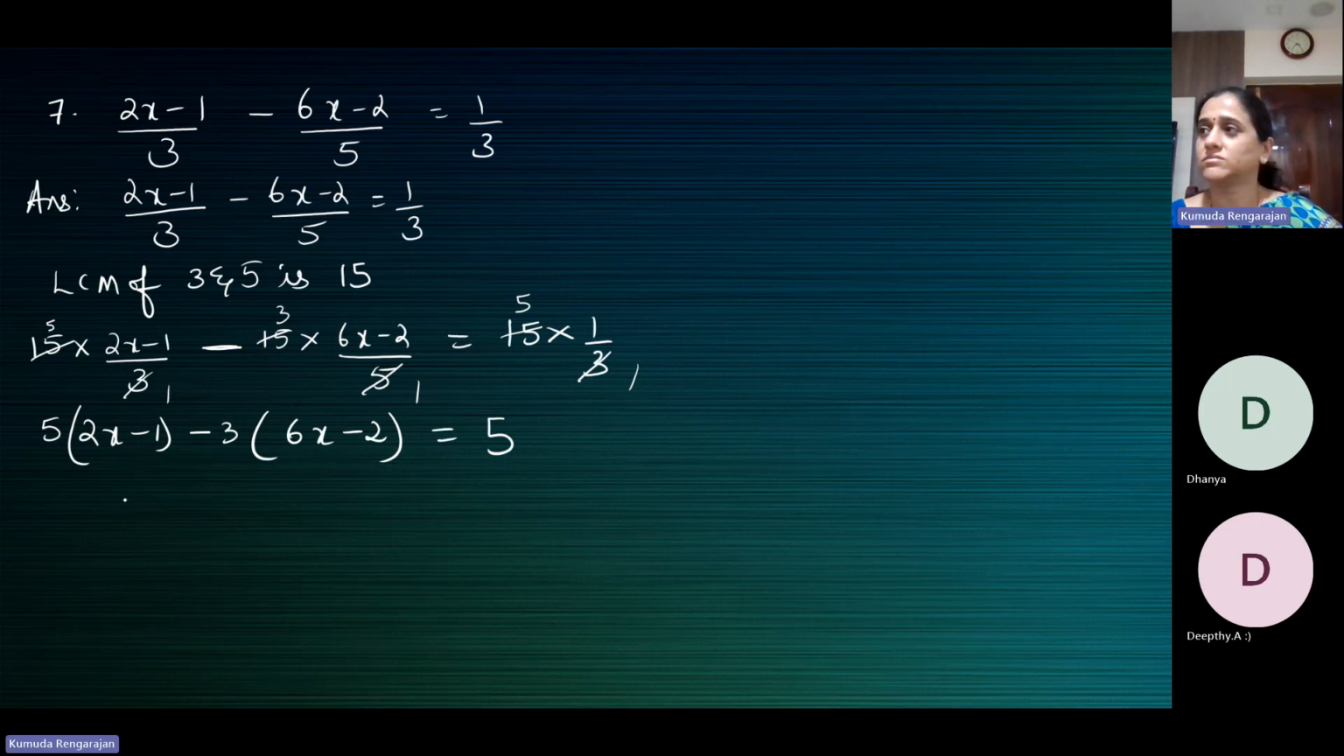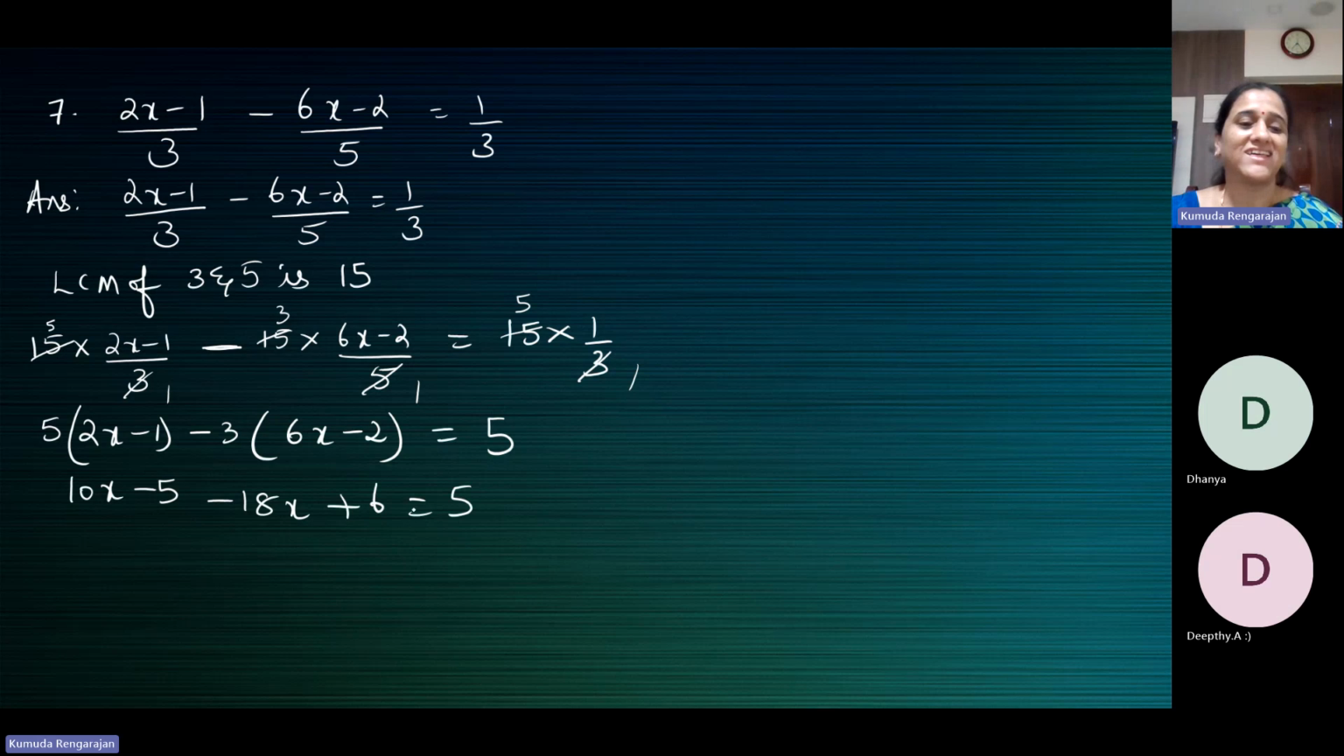Multiply with 5 into 2x is equal to 10x. 5 into minus 1 is equal to minus 5. Minus 3 into 6x is equal to minus 18x. And minus 3 into minus 3 is equal to plus 9.